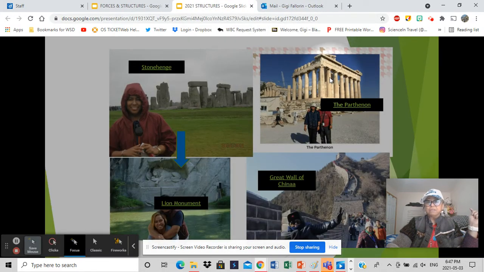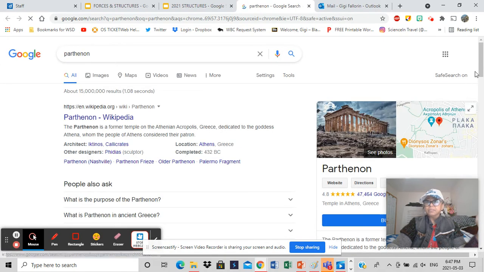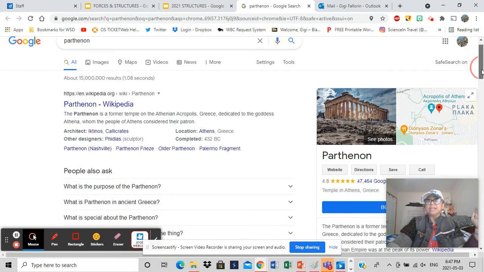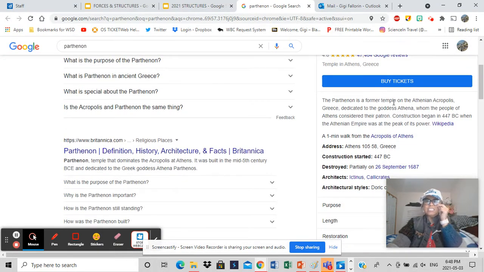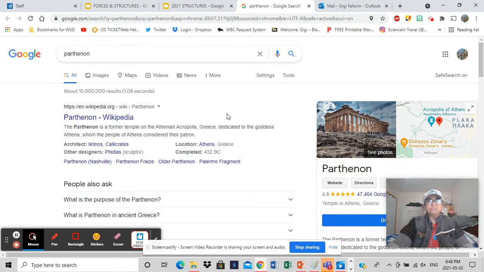Now, another example of a mass structure, and there's so many across the world, this would be the Parthenon in Greece, right? And it really gets fascinating because towards nighttime it gets illuminated as well. So here it says it's a former temple built in honor of Athena, right? The princess or the goddess Athena. So it's really just a wonderful tourist attraction in Athens, Greece.